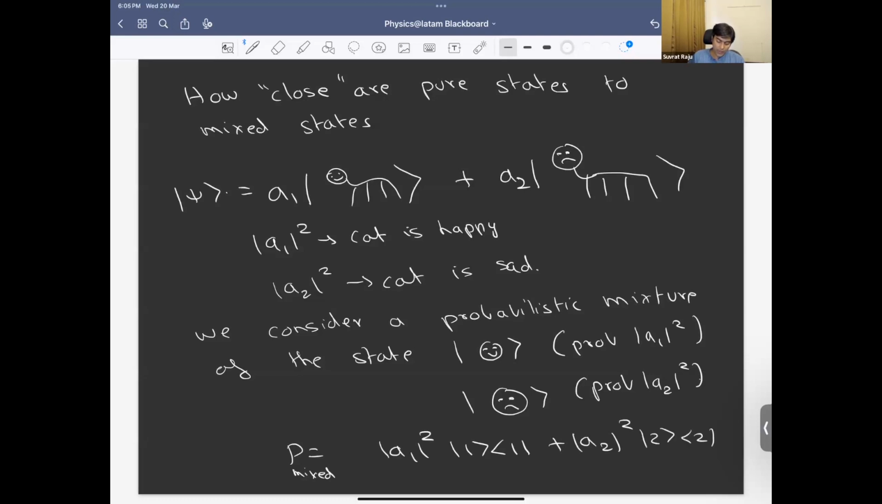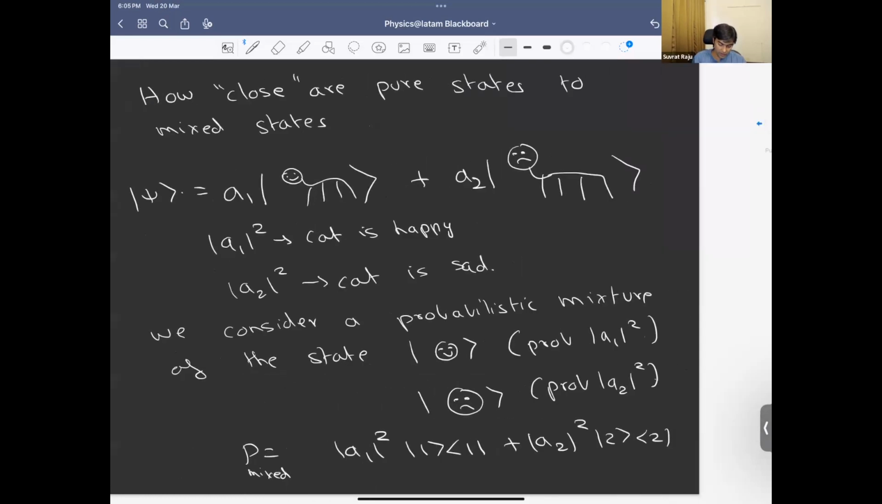And if I want to compare this density matrix with the state psi equal to A1|1> plus A2|2>, which corresponds to its own density matrix, then these two density matrices are different. In terms of asking the single question of whether the cat is happy or sad, they give you the same probabilities. But there are other questions which will give you different answers.